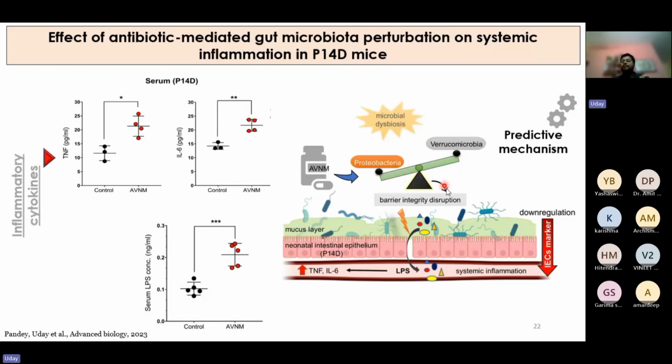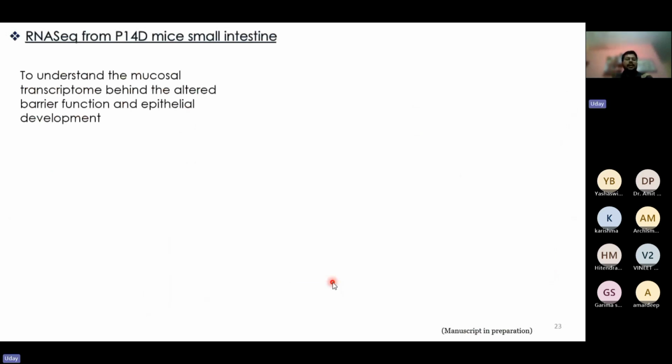And this could lead to a barrier integrity disruption that I showed from the FITC and different tight junction markers. And due to this barrier disruption, there is a breaching of the microbial products. So microbial products are coming from the luminal side to the systemic side. So the LPS concentration is high, and it could lead to increased concentrations of inflammatory cytokines like TNF and IL-6. So from here we can see that the epithelial layer is actually hampered.